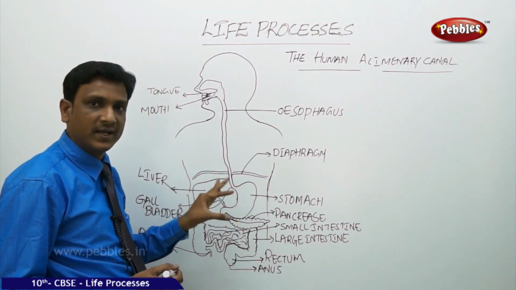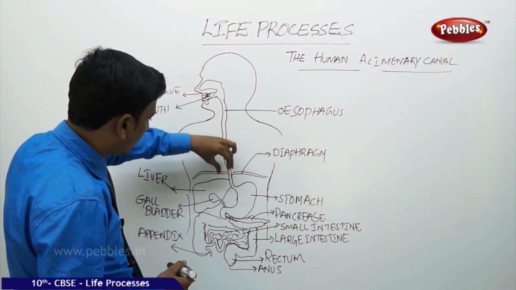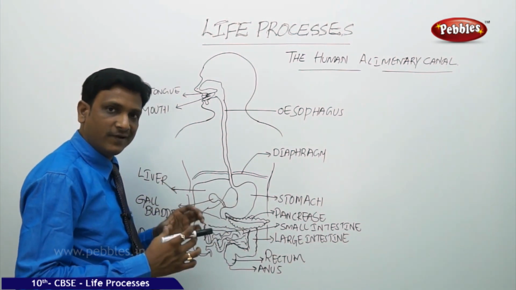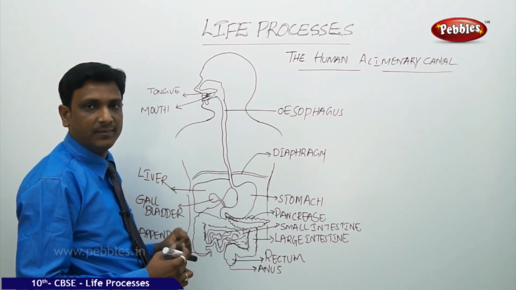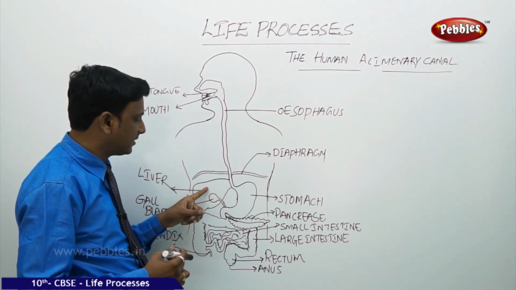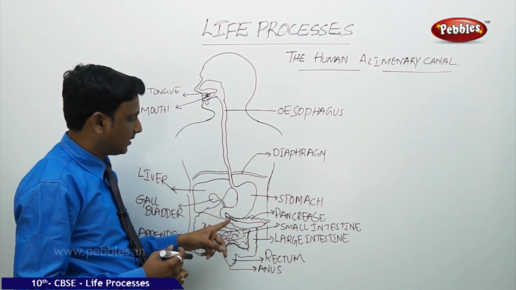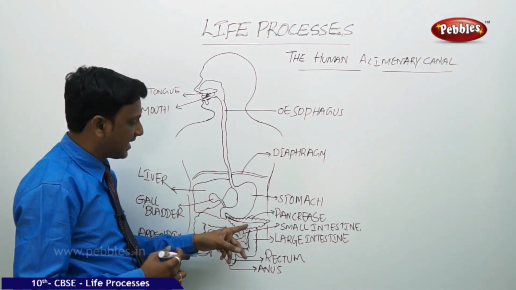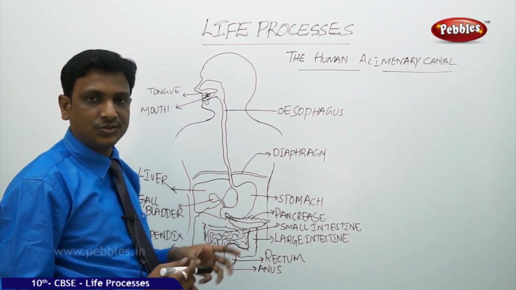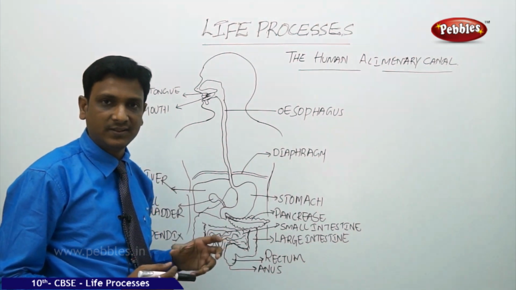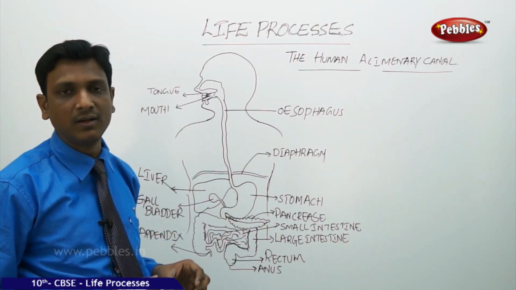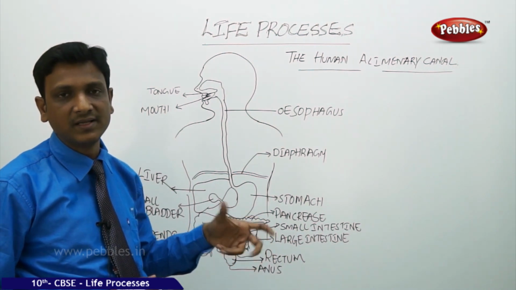And one more thing we can observe here, this alimentary canal is associated with some glands. Different glands are attached to this alimentary canal. You can see the liver, the gallbladder and pancreas attached to the human alimentary canal. These glands secrete some secretions. They pour their secretions into the alimentary canal, which help in the chemical digestion part.